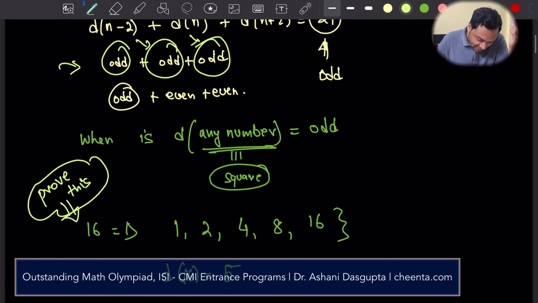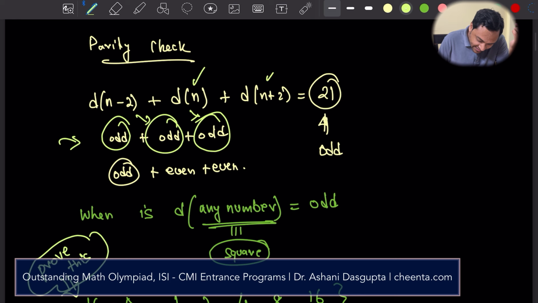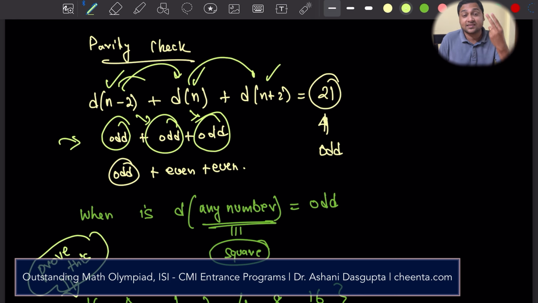But here the numbers are n, n plus 2, n minus 2. The gap of these numbers is 2. That's not possible. All of them cannot be square numbers. So this case does not work. Not all of them are odd.